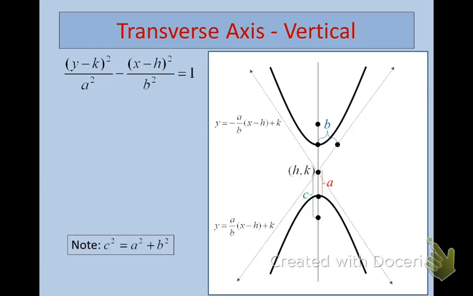Any questions on, first of all, how you're determining whether you have horizontal or vertical? Look at the positive term, right? How to find your a, b, or c values, and how to find your asymptotes. Those are kind of the keys here. No? Okay.